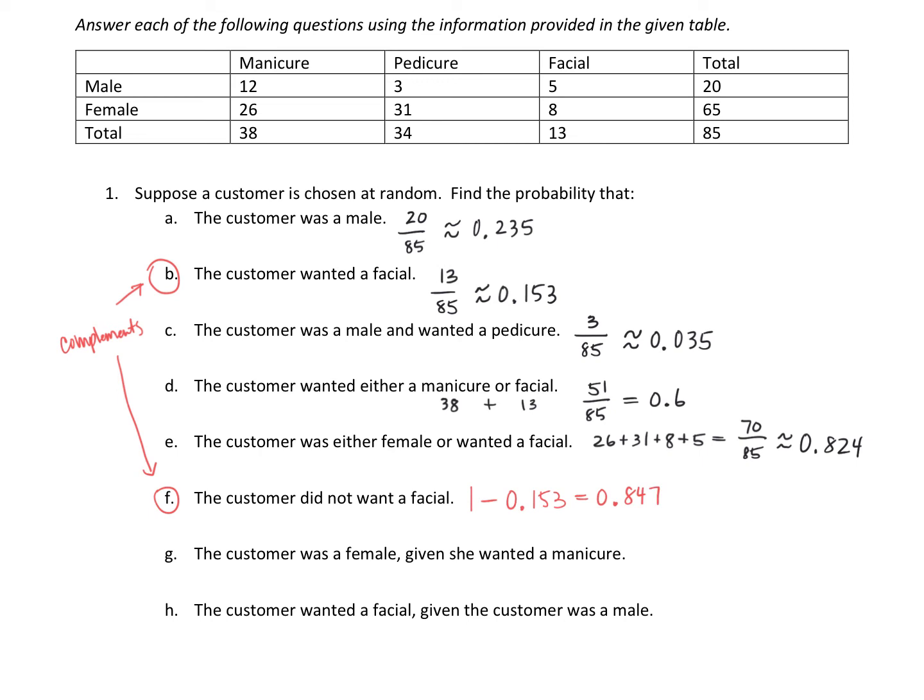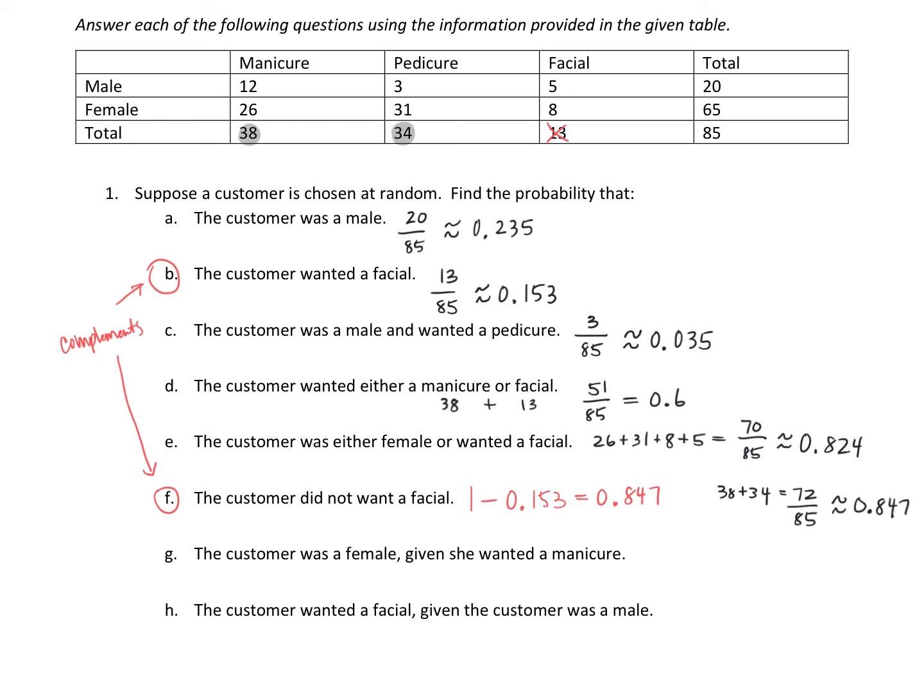If we didn't realize that we'd already done the complement, or if maybe we weren't asked that in a scenario, we could simply go up to the chart and find all of the people who did not want a facial. So that would be a manicure and a pedicure, so 38 plus 34, not the 13 because that is a facial. So 38 plus 34 is 72. So 72 divided by 85 is the same thing we just got in the red, 0.847.